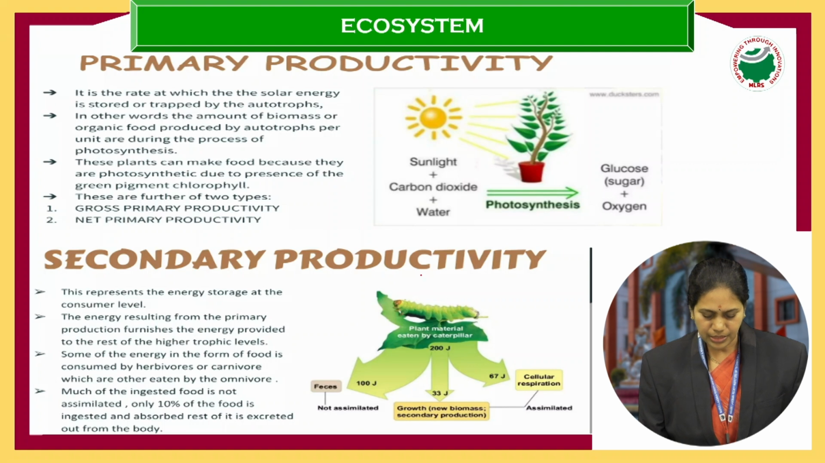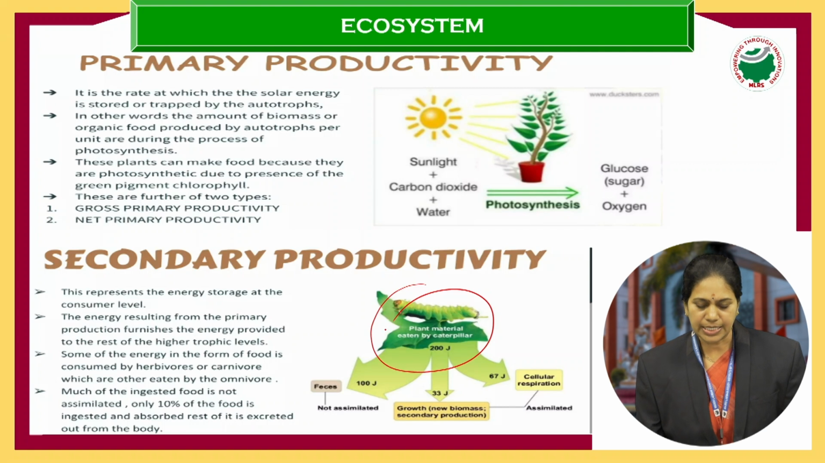Suppose a caterpillar is eating the plant, and the energy it is gaining is 200 joules. Out of 200 joules, 100 joules of the energy is not assimilated or ingested by it. It is being excreted out of the body. It is not absorbed by the body. So 100 joules of energy goes to excretion, that is, used to excrete the food from its body.